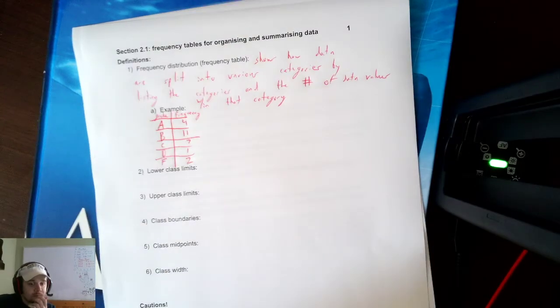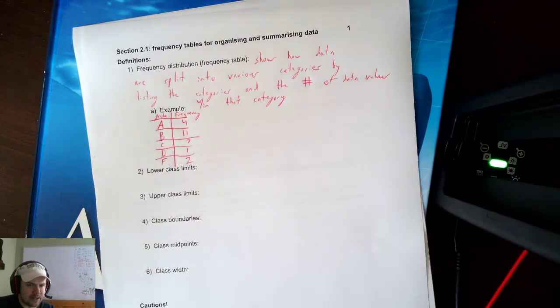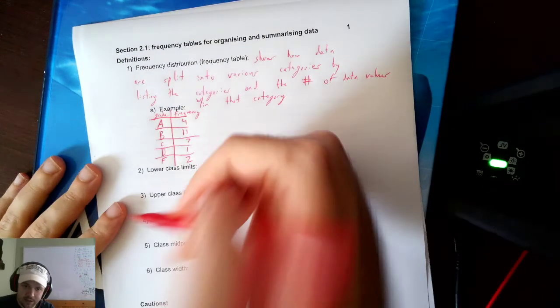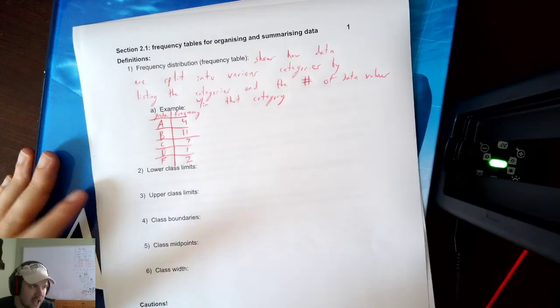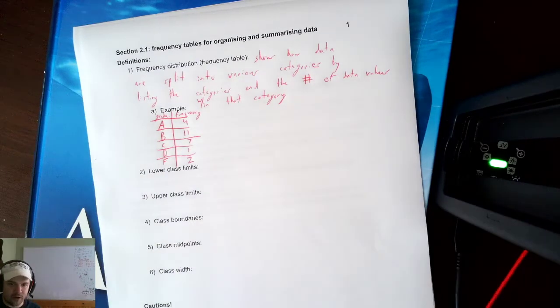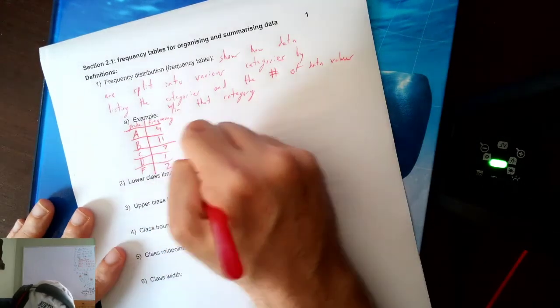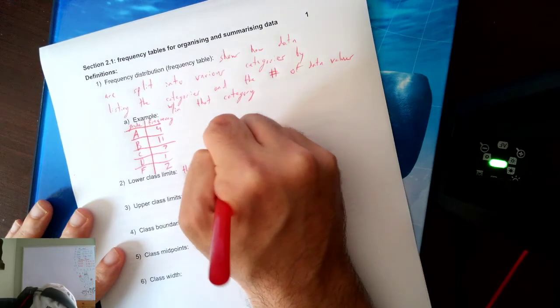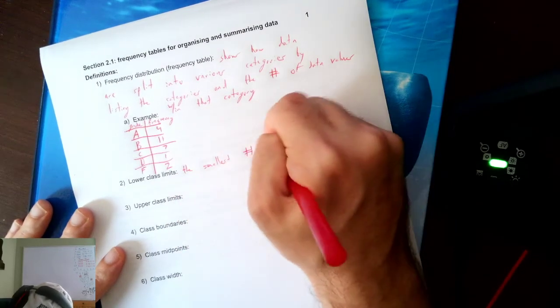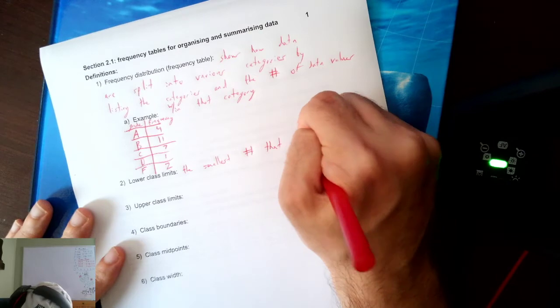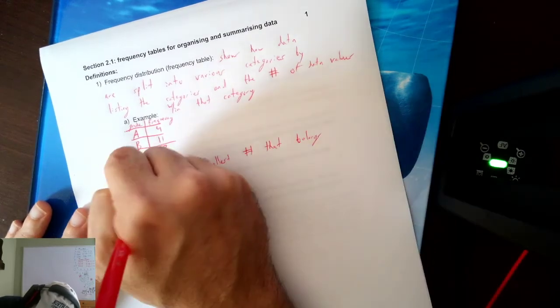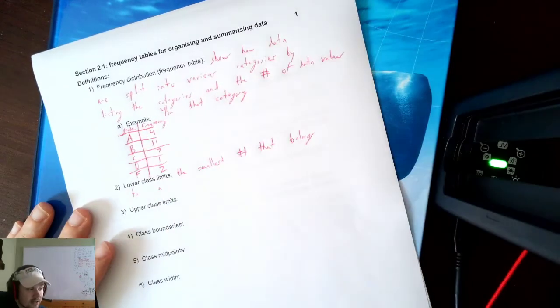Now, many times we want our categories to be numeric rather than arbitrary letter grades. And for numeric categories, we're going to have limits on the categories themselves. And that's these first two definitions. The lower class limit is the smallest number that belongs to a class.